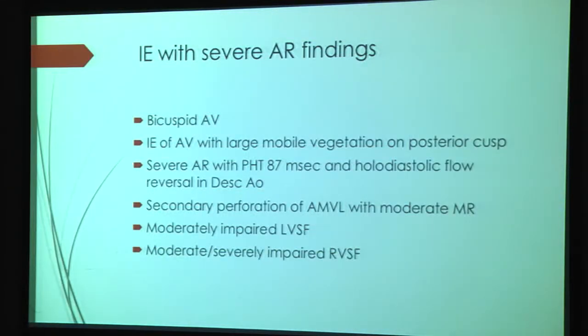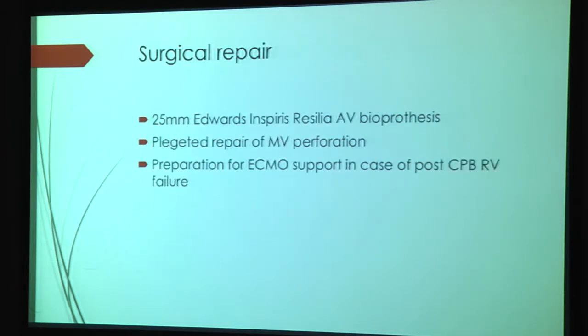Our next case, then, just to sum up the findings: bicuspid aortic valve, infective endocarditis with a large mobile mass on the non-coronary cusp, severe aortic regurgitation with a pressure half time of 87 milliseconds, holodiastolic flow reversal in descending aorta, and the perforation of the anterior mitral valve leaflet with a moderately impaired LV, impaired RV. So what did we do? We put a 25 millimeter bioprosthesis in. We patched the perforation and repaired it. And we prepared the patient for ECMO just in case we couldn't come off bypass because of RV failure.